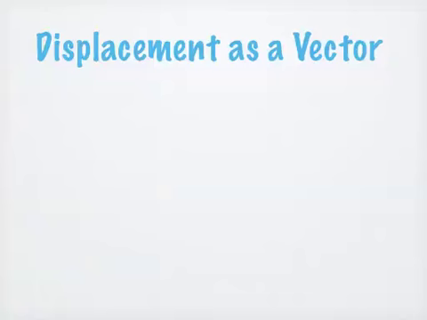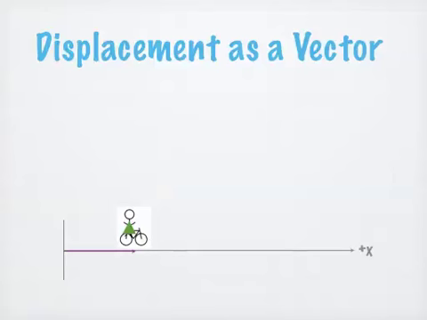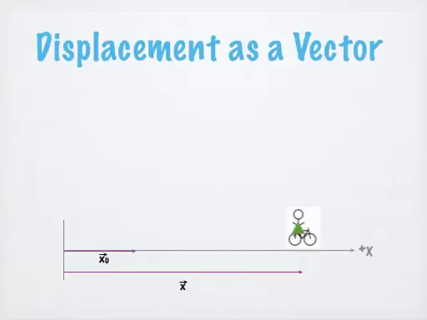Now let's look at displacement as a vector. This time, I'm riding my bicycle in a straight line. We draw an x-axis. This vector, x0, shows my position with respect to the origin of the axis we drew. If I ride a bit to the right, this vector, x, shows my new position with respect to the origin. The difference between these two vectors is this vector, delta x.